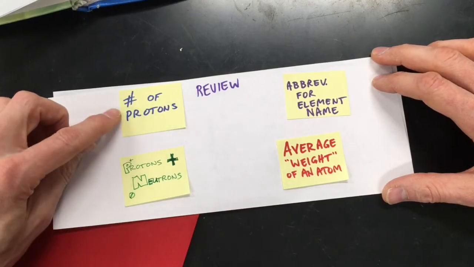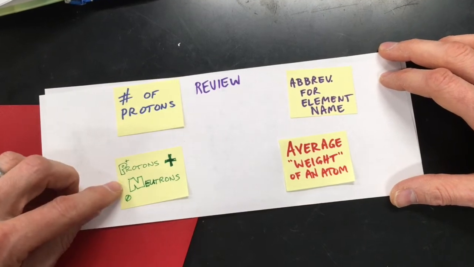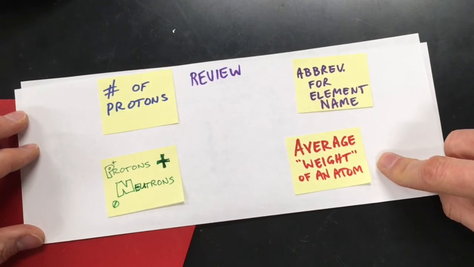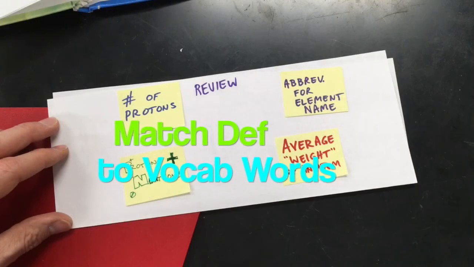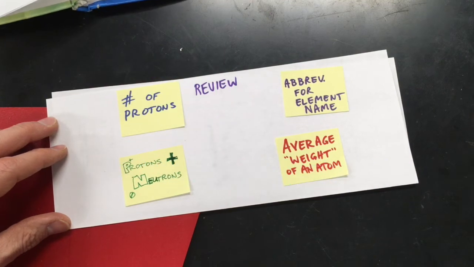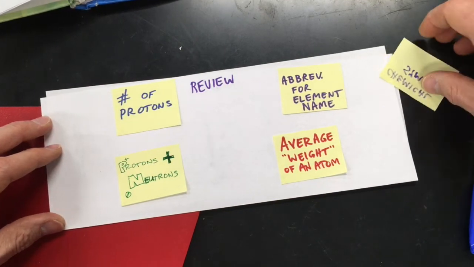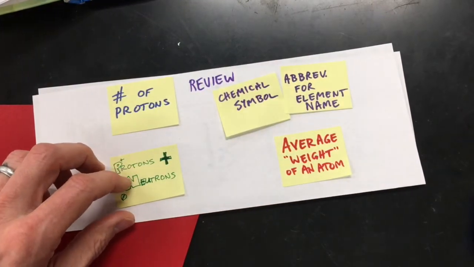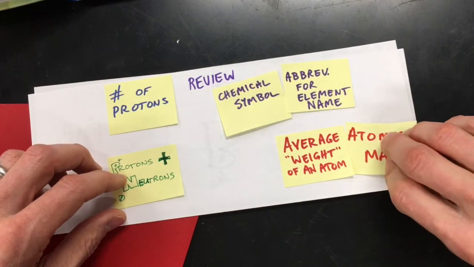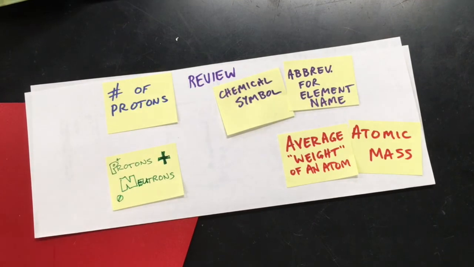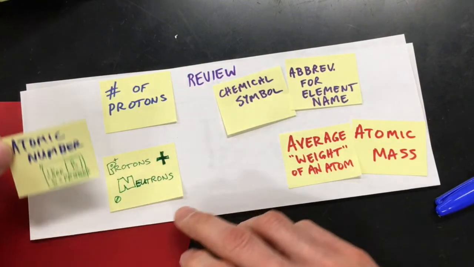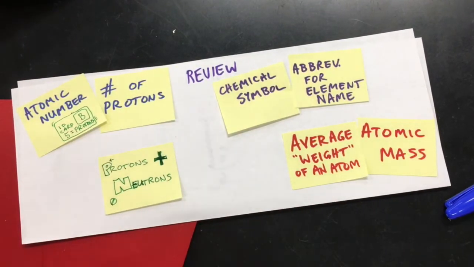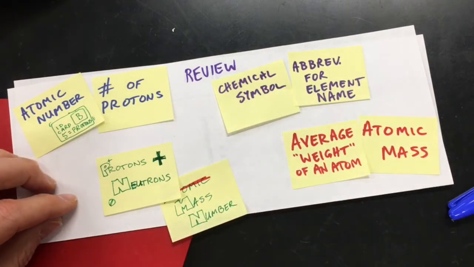These are the definitions: number of protons, protons plus neutrons, abbreviation for an element name, and average weight of an atom. So pause the video right here and review. If you said the abbreviation for an element name is the chemical symbol, then you are correct. If you said the average weight of an atom is its atomic mass, that is correct. If you said the number of protons is the atomic number, then that is correct. If you say adding up protons and neutrons is the mass number, then that is correct.